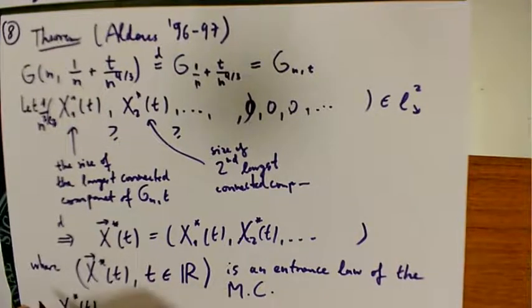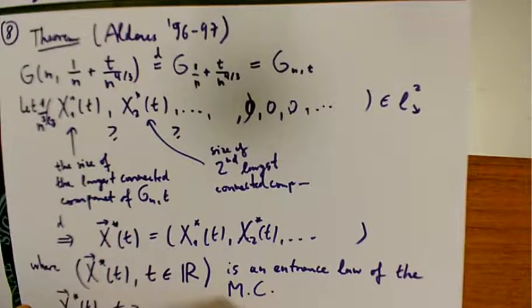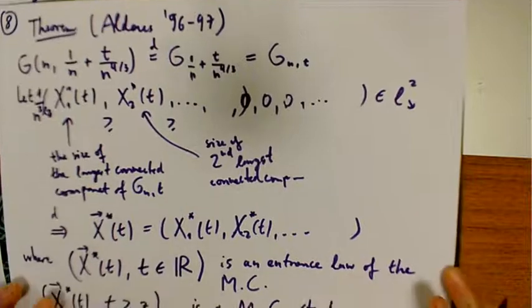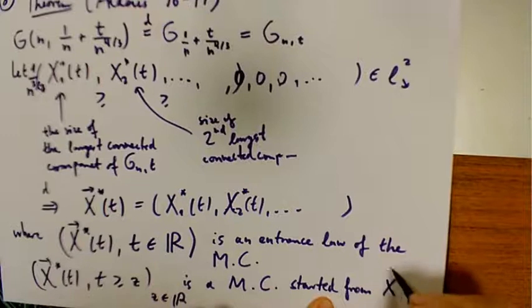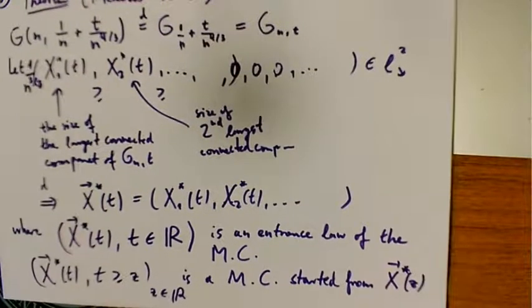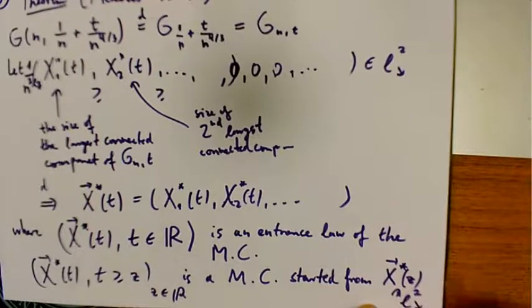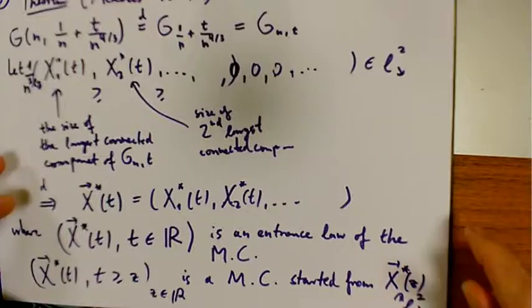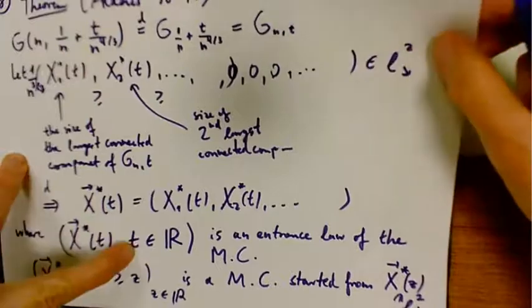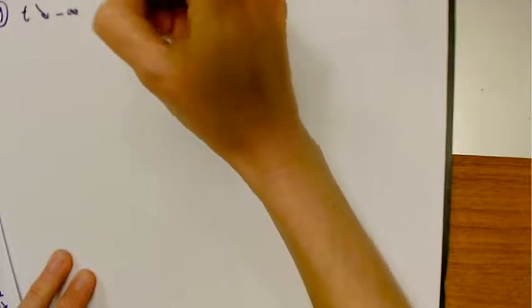Aldous specified it. X star t, when t is bigger than any z, z in R, is a multiplicative coalescent started from its random initial state, x star of z. Okay, so you just know what its starting law is, and then from that time on, it is a multiplicative coalescent. It is because x star z will be with probability 1 an L2 vector, and from then on, it is a multiplicative coalescent. But in fact, as t decreases to minus infinity, the norm of x star t is going to 0.